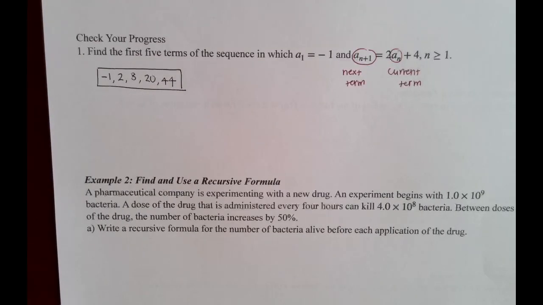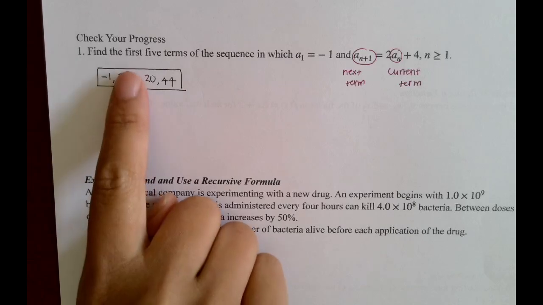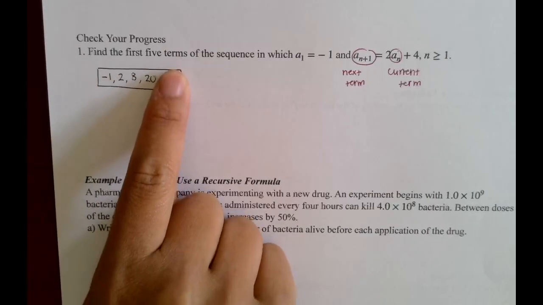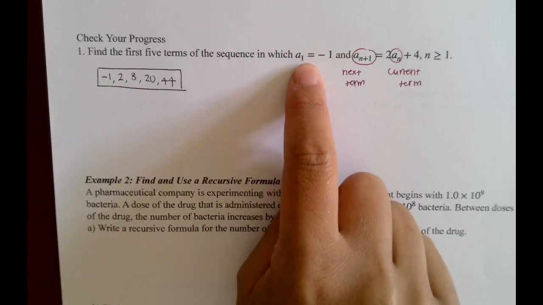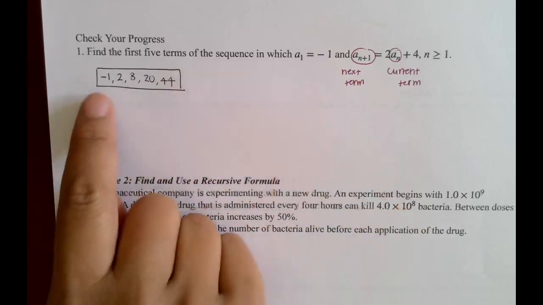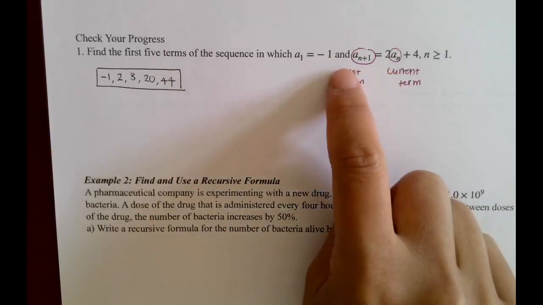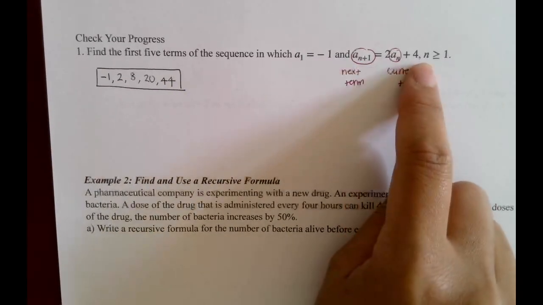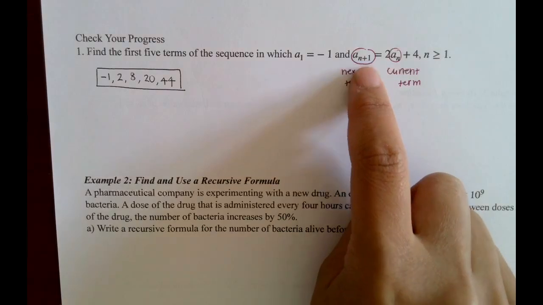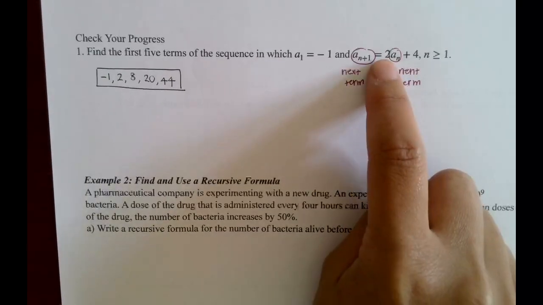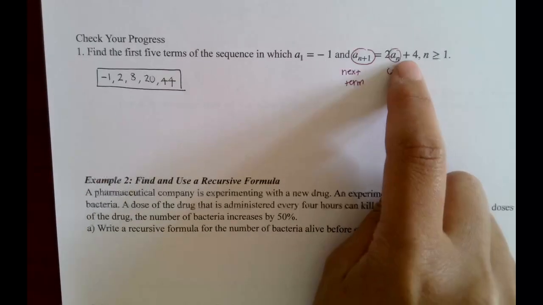Okay, you should have gotten -1, 2, 8, 20, and 44. If you got that right, you can move on to the next example. If not, here is your explanation. Okay. So we want to find the first 5 terms. It gives us a sub 1, our first term already, we know is -1. Right? Then it gives us this recursive formula, and what we know is in order to find the next term, we're going to do 2 times the current term and then plus 4.